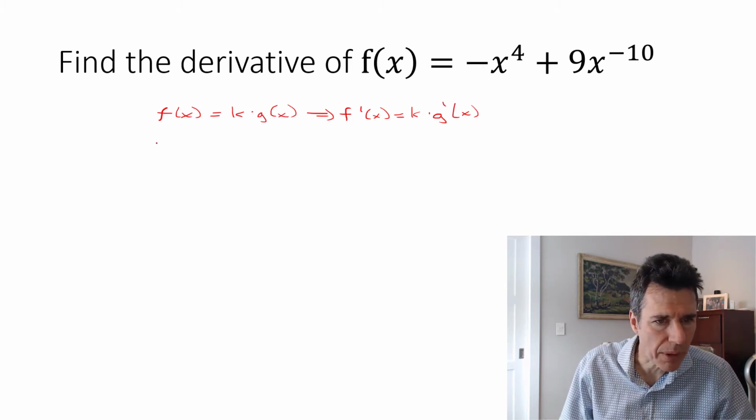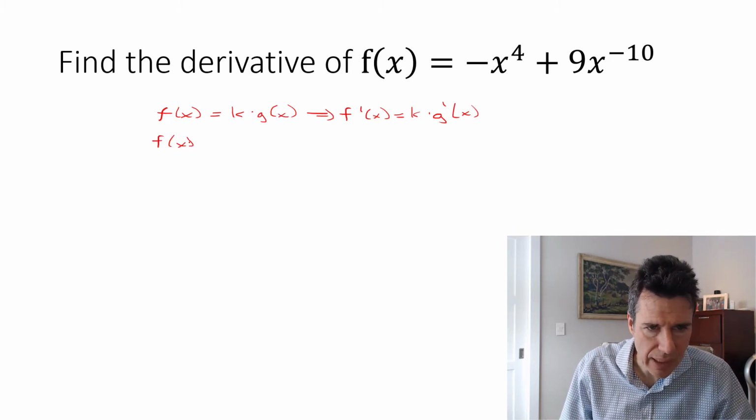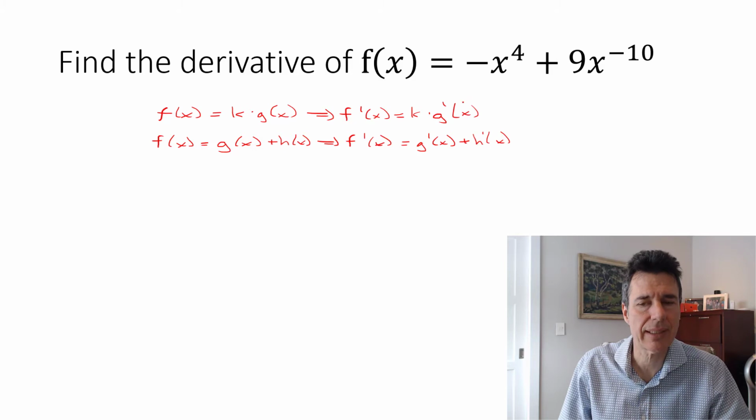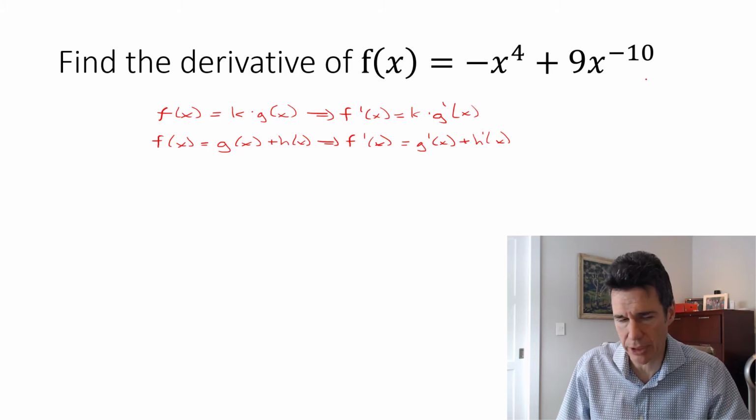The second property we're going to use is that if f of x is the sum of two other functions, g of x plus h of x, then the derivative of f is the sum of the derivatives, g prime of x plus h prime of x. All right, so that lets us take derivatives term by term.